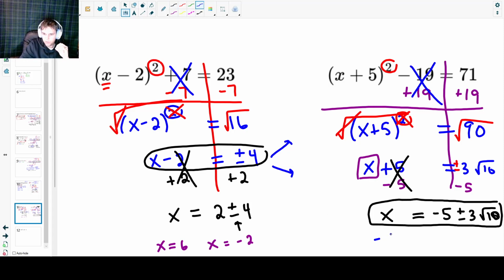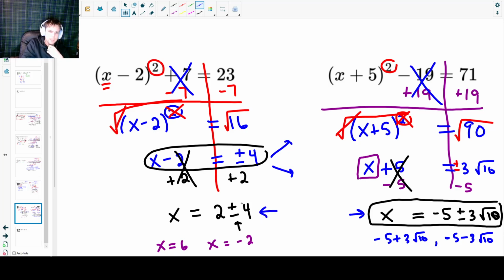That does actually represent negative 5 plus 3 square root 10 and negative 5 minus 3 square root 10. But again, I'm going to leave it like this because this is an exact answer. Anything that I would do further from this state would have to involve approximating the square root of 10, which is not an exact value. It's kind of an infinite decimal there. So again, we'll just leave our answer like this, -5 plus or minus 3 square root 10.